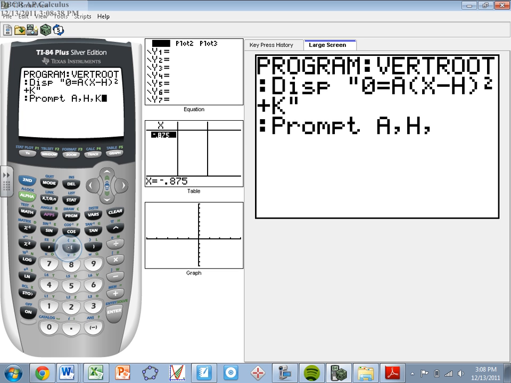Remembering the comma is next to the parentheses. The comma is right here on the screen, and it's not an apostrophe. I know it looks like an apostrophe also. It's a comma. So once I've prompted the user, now the calculator program says, what's A, what's H, what's K?